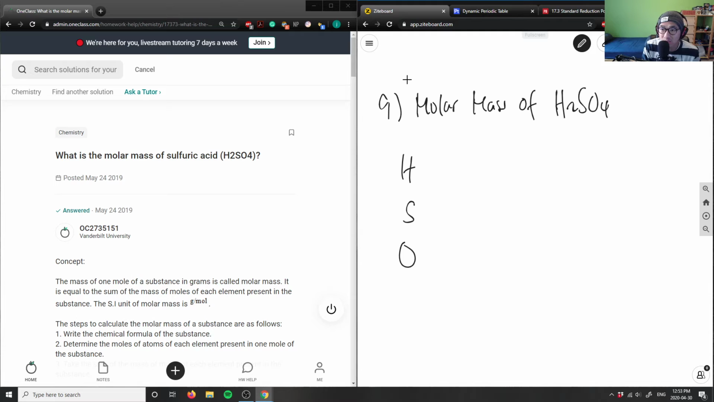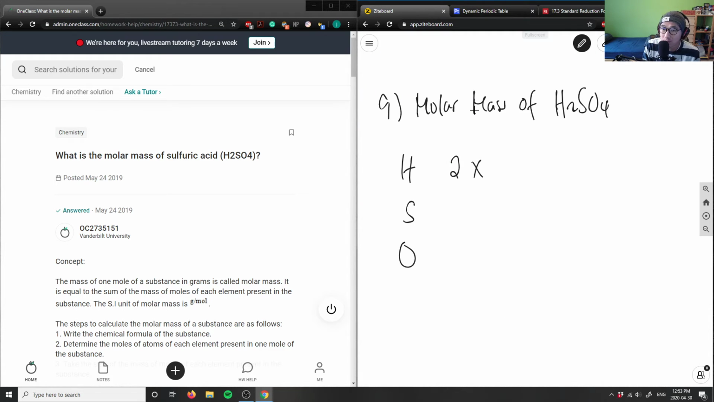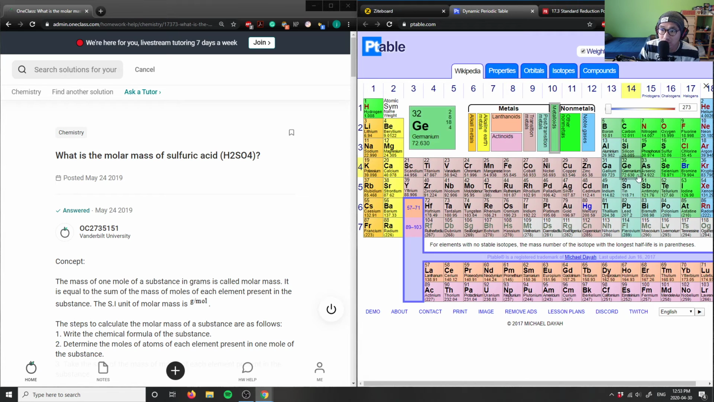And then how many H's do we have? We have 2 H's, so it's going to be 2 times the molar mass of hydrogen, which is 1.008 grams per mole, and I'll calculate that after. Sulfur, again, I have 1 sulfur atom times the molar mass of sulfur here, which is 32.06.